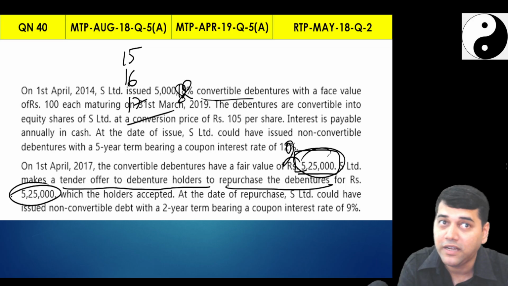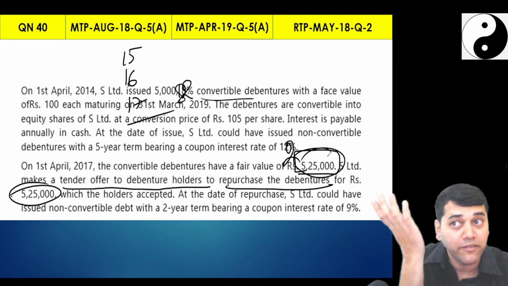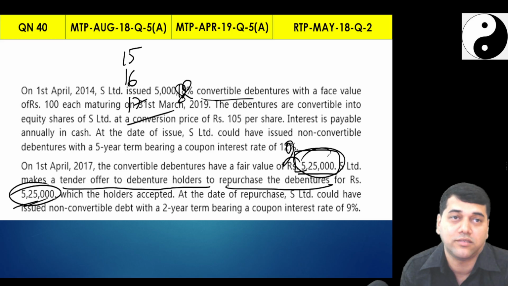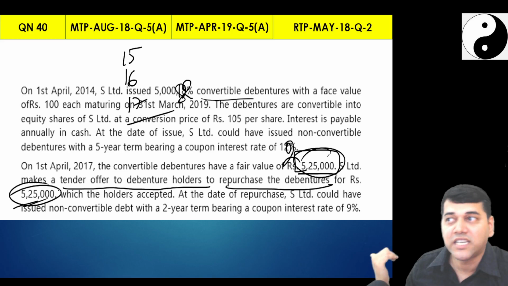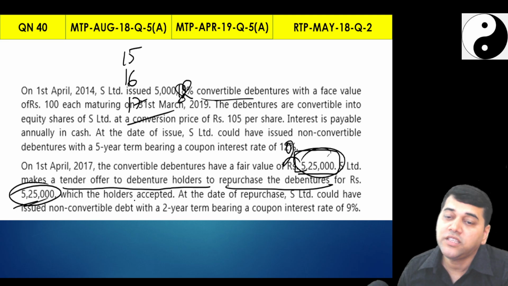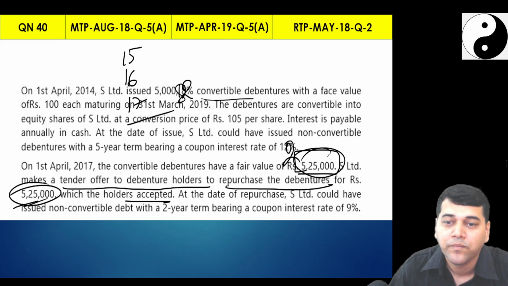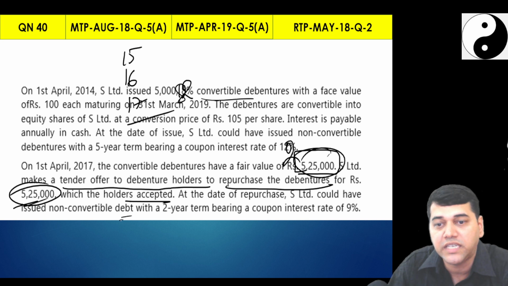Since interest rates have fallen now, the prices of the bonds are very high. Inverse relationship. Do you want this? It is a financial decision which the holders accepted. They are also intelligent people. At the date of repurchase, you could have issued a non-convertible debenture with a debt term bearing a rate of 9%.